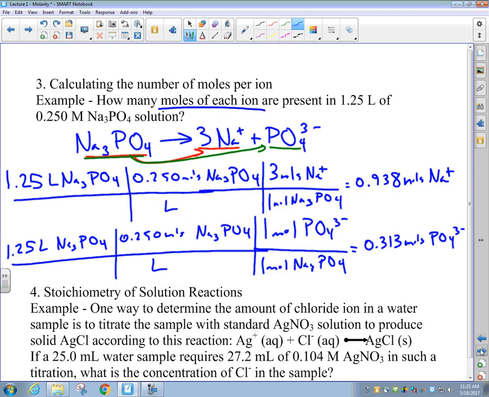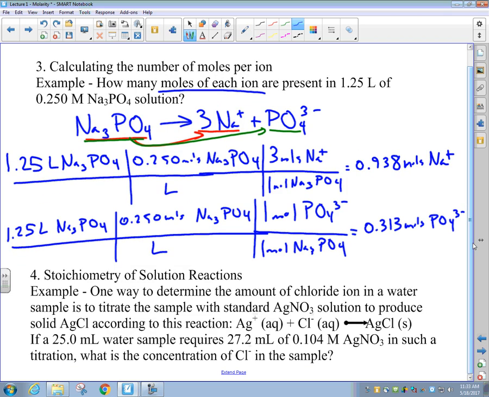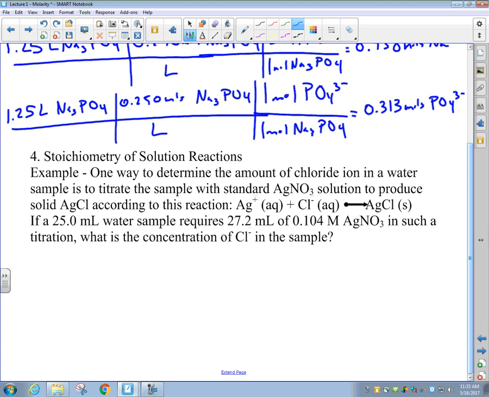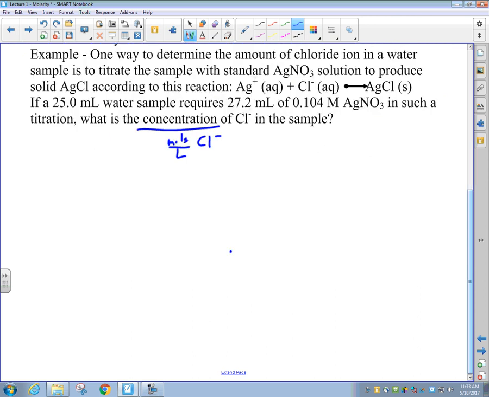Now let's look at the data that we received as a result of that experiment. We had a 25 milliliter water sample, 27.2 milliliters of the silver nitrate used. What is the concentration? So ultimately, we're trying to figure out moles per liter of our chloride ion. That's what we're trying to solve for. We're going to start with the volume of silver nitrate, which is measured in milliliters. So our starting point of our mole map, the 27.2 milliliters of silver nitrate. Out of the three pieces of data that you have, starting with the volume that has an associated concentration is your best starting point.